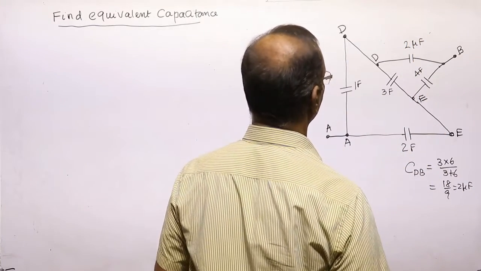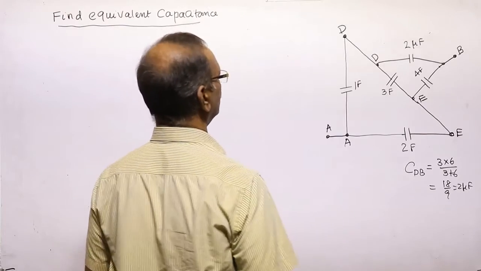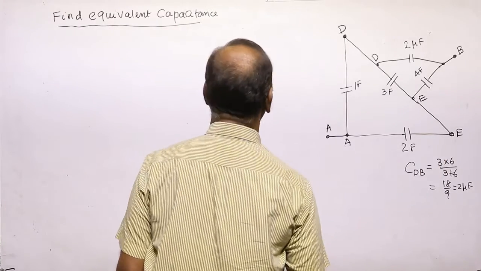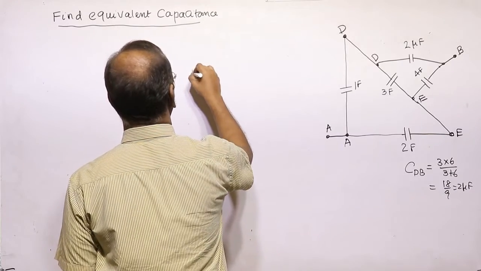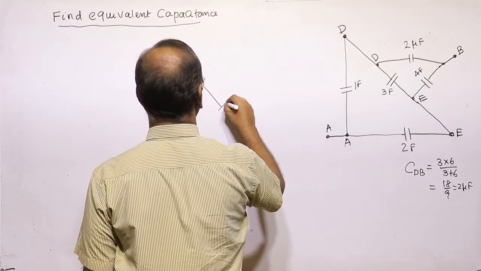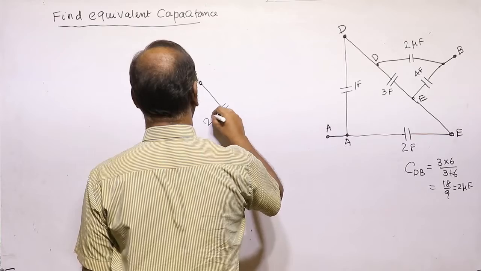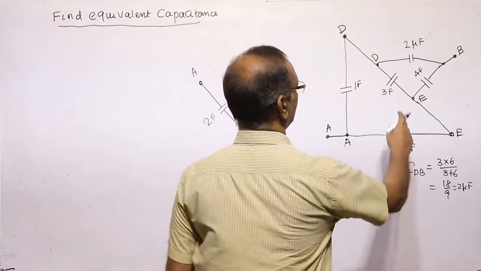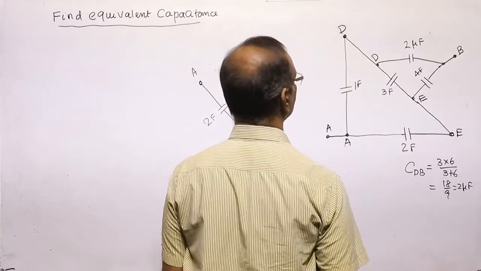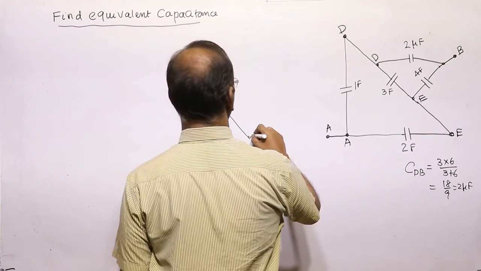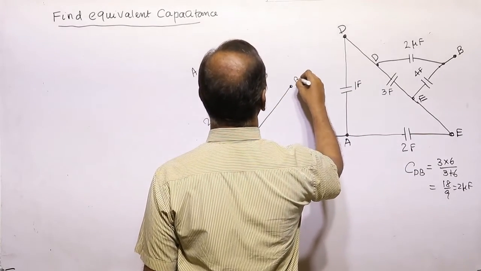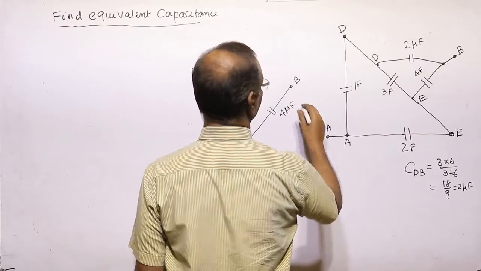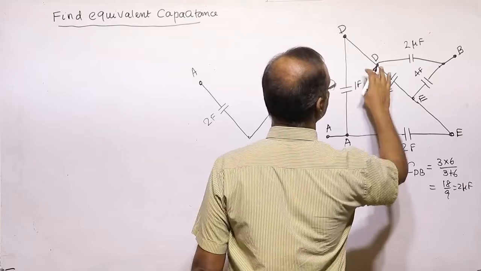Now we can draw the circuit. Let us see whether it is forming a Wheatstone bridge or not. So between A and E there is 2 microfarad. Now from E to B is 4 microfarad. E to B is equal to 4 microfarad. Then D to E. Let us keep this point as D.